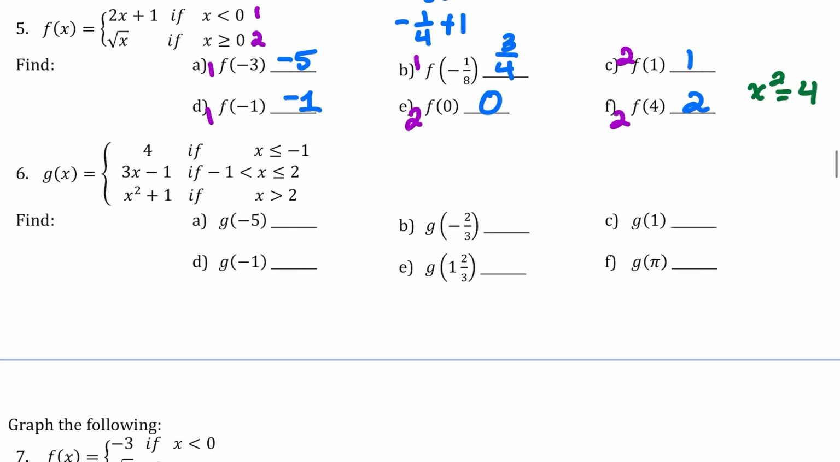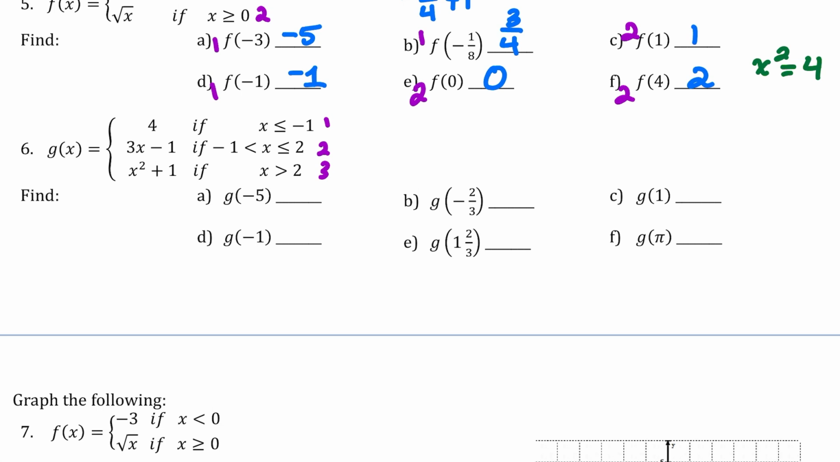Now, what if I have these three equations? So again, just real quick, what I like to do in class is just ask y'all to first just tell me which equation does this go into. So if you're talking about plugging in -5, well, -5 is less than or equal to -1, so we're going to plug that into the first one. -2/3, which interval is that in between? Yes, it's between -1 and +2, so we're going to plug that into the second equation.